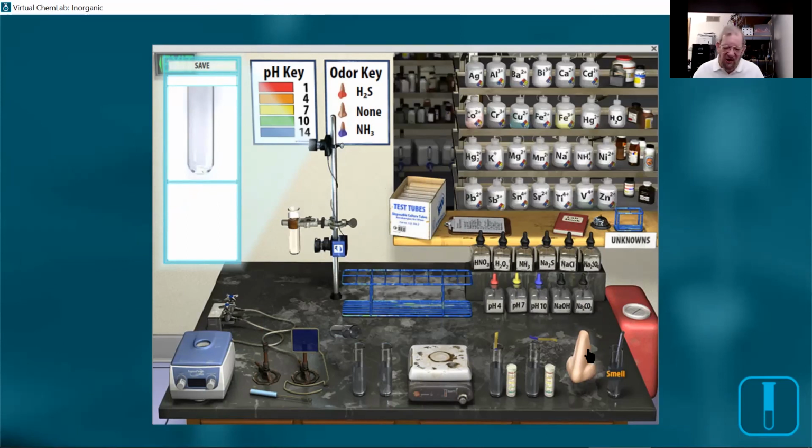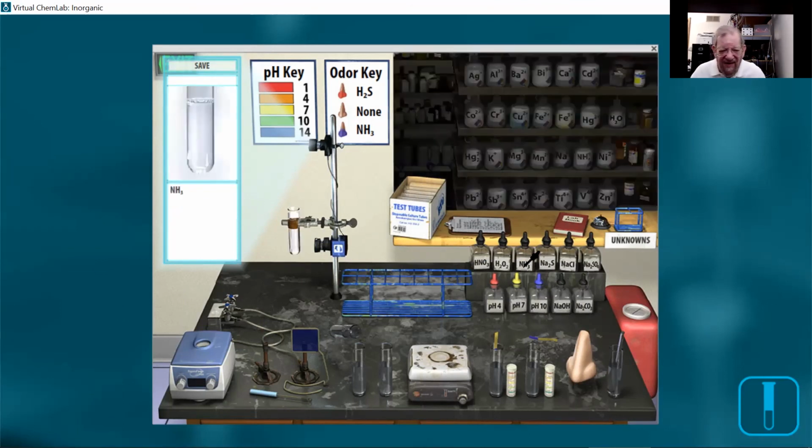Now, we're not using the nose in this one, but let's do ammonia. And I have ammonia in there. And if we were using the nose, notice it turned blue. Blue tells you it's ammonia. But anyways, we're not using the nose in this lab.